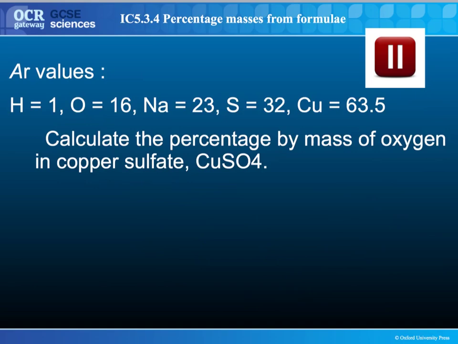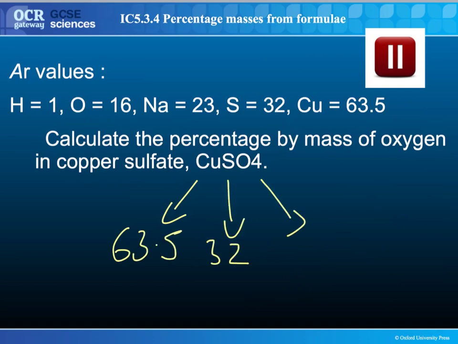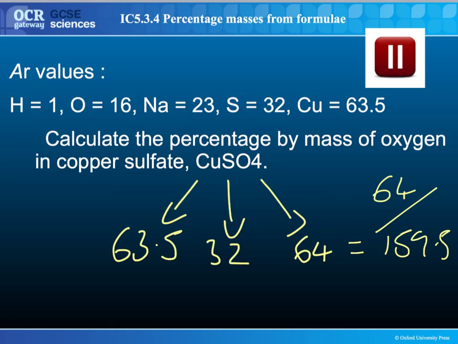In this example, working out the mass of oxygen in copper sulfate, the first step is to do the mass of copper sulfate as a whole. 63.5, add 32, add 4 times 16, which is 64, giving you a total of 159.5. If you divide the mass of oxygen by that number and times your answer by 100, that gives you the percentage mass of oxygen within the compound, which in this case is 40.1% oxygen within copper sulfate.